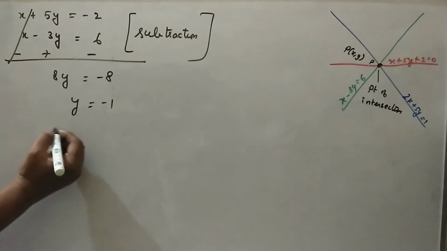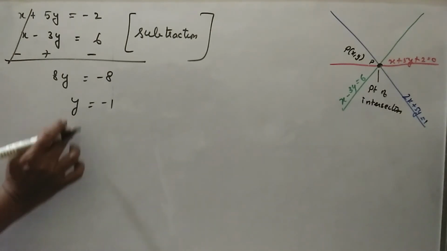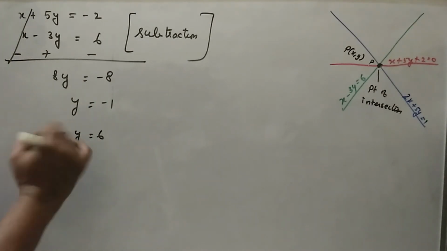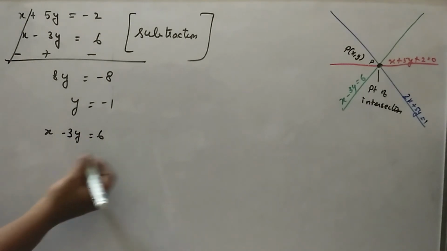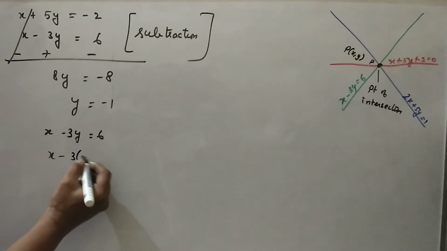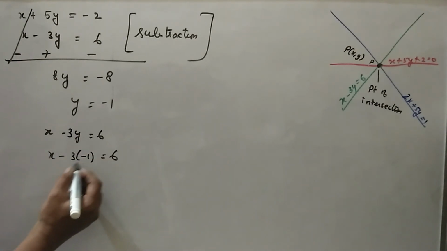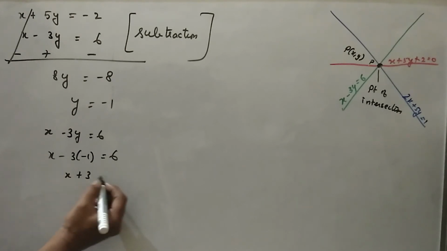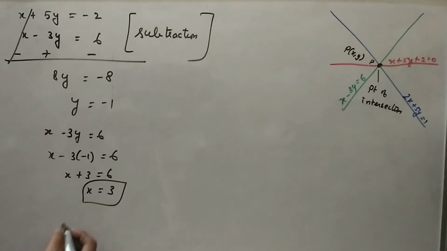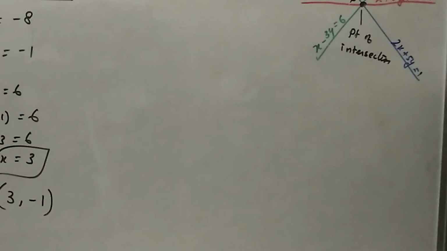Then find x value. X minus 3y is equal to 6. Put y value is equal to minus 1. So you will get x plus 3 is equal to 6. X is equal to 3. Now what is point P? 3 and minus 1. Okay.